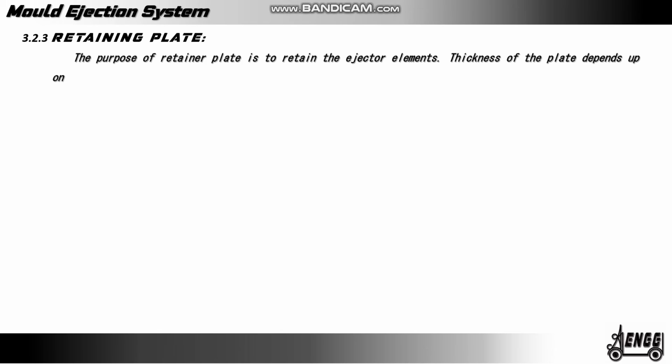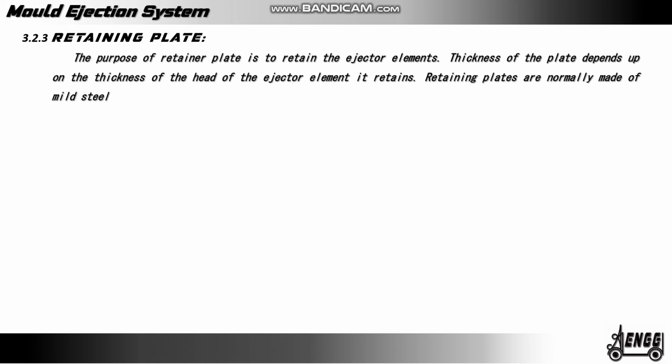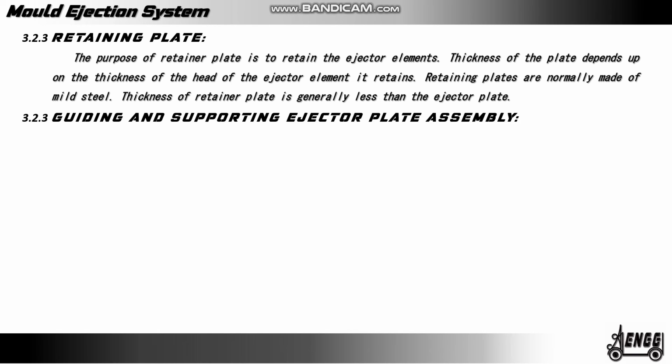Thickness of the plate depends on the thickness of the head of the ejector element it retains. Retaining plates are normally made of mild steel. Thickness of the retainer plate is generally less than the ejector plate. Guiding and supporting ejector plate assembly. The type of guide system used will depend largely upon the size of the mold.